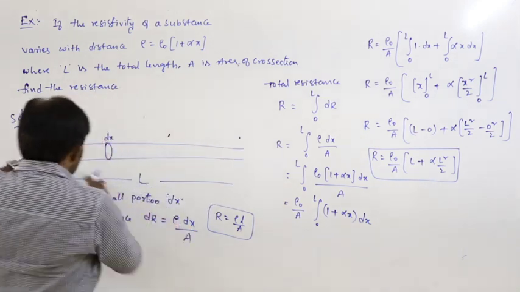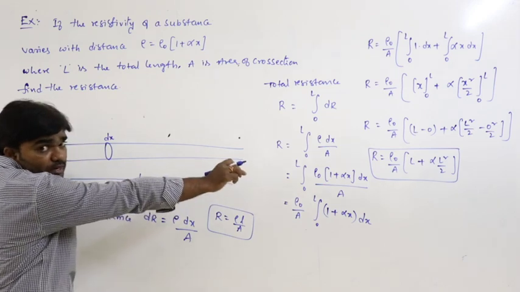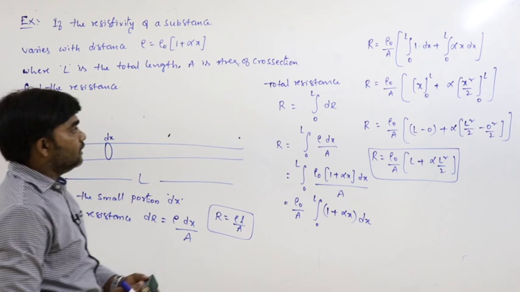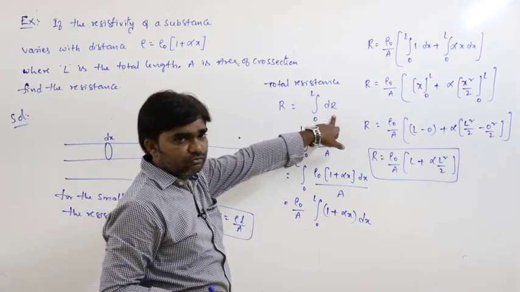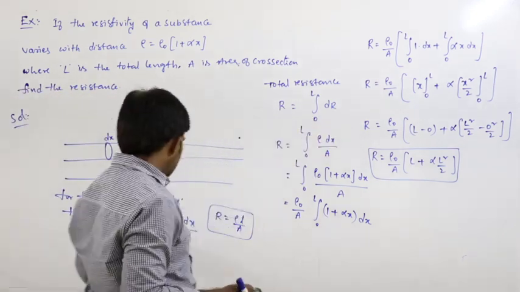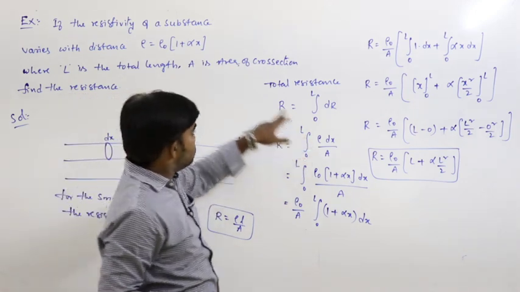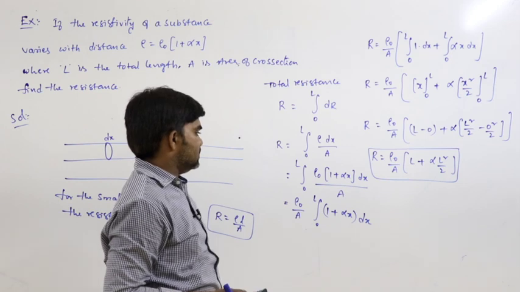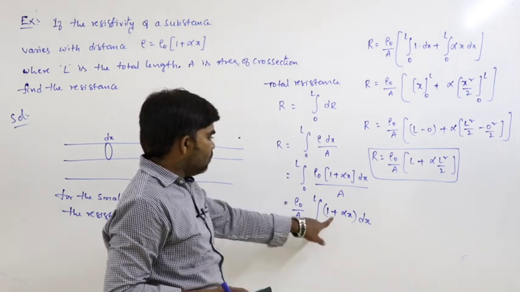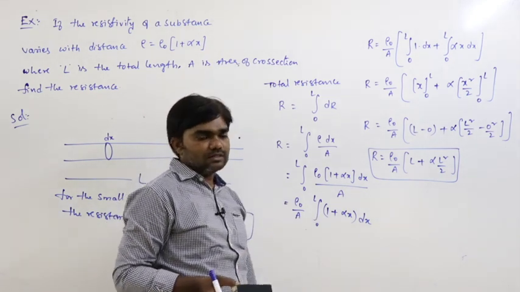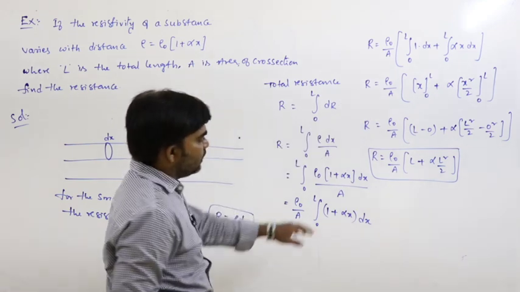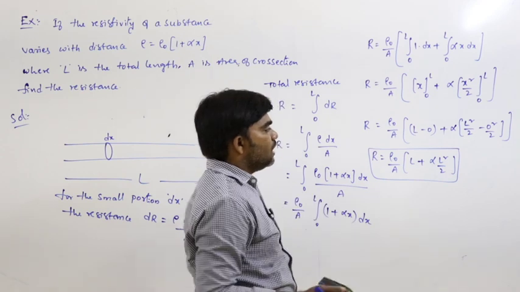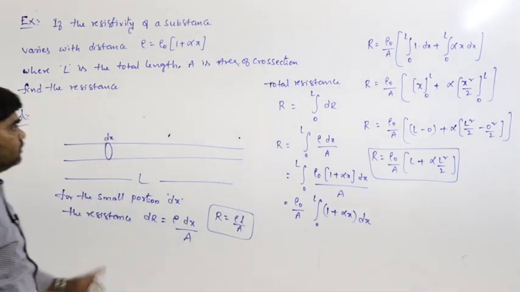Total resistance of the substance is what we have to calculate. That's why R is equal to the integral of dR, where dR is rho dx by A. We substitute the value of rho naught into 1 plus alpha x, dx. So rho naught by A, 1 plus alpha x, dx. On integrating this, finally we get R equals rho naught by A into L plus alpha L square by 2. This is one problem.